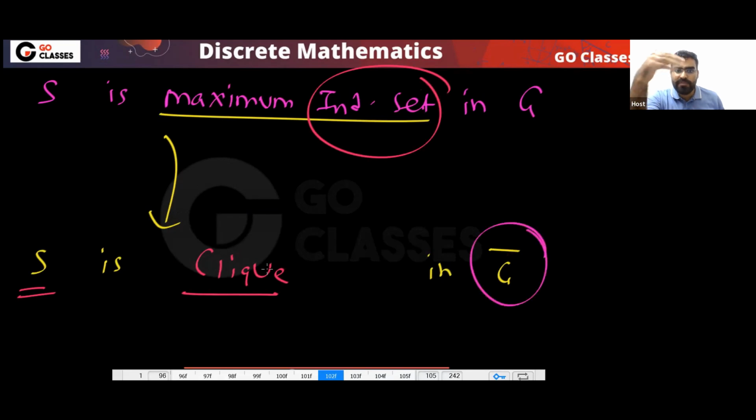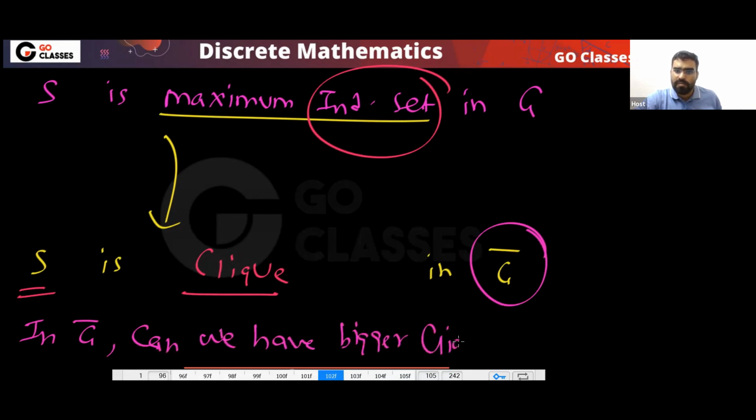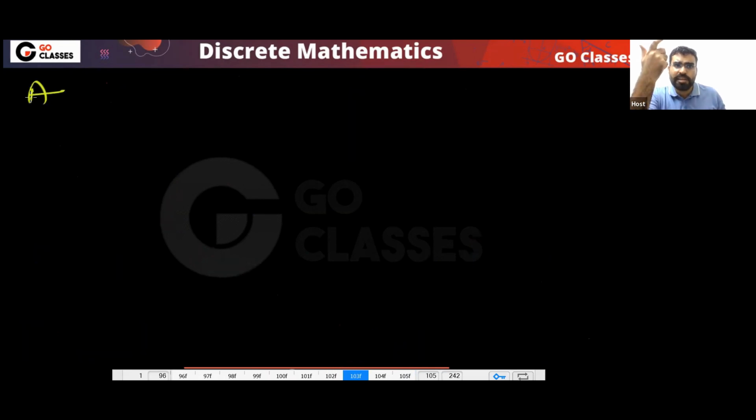In this G complement, can we have a bigger clique than S? This is my question. Can we have a bigger clique than this? Let's do it by contradiction. Assume there is a bigger clique.